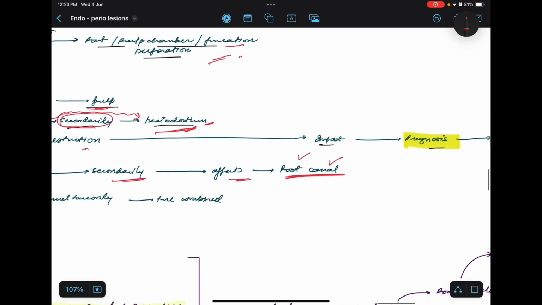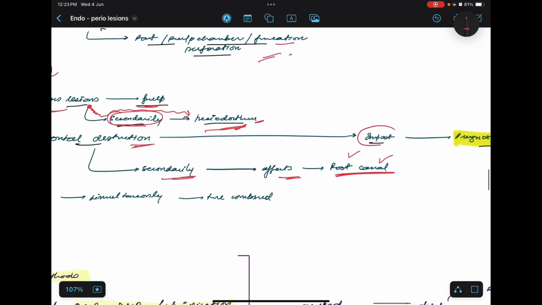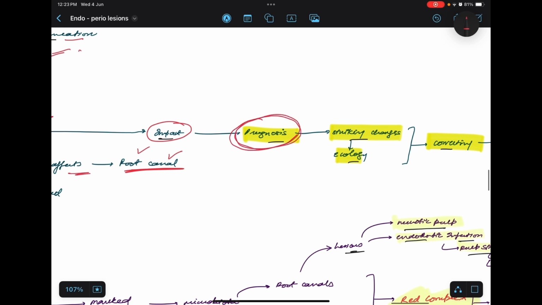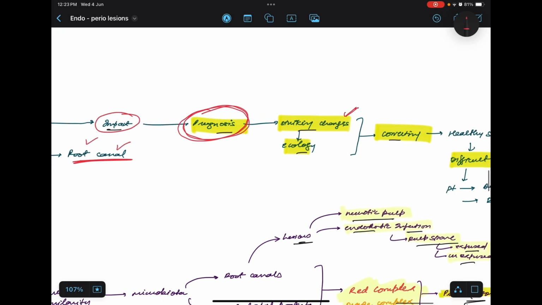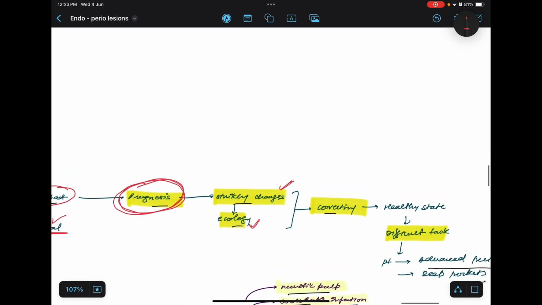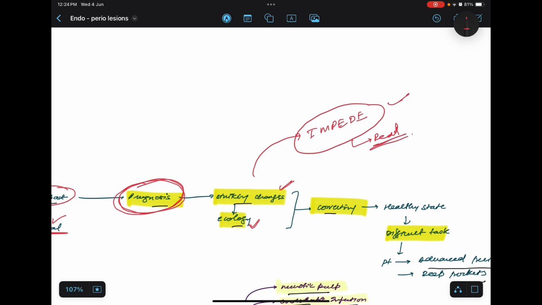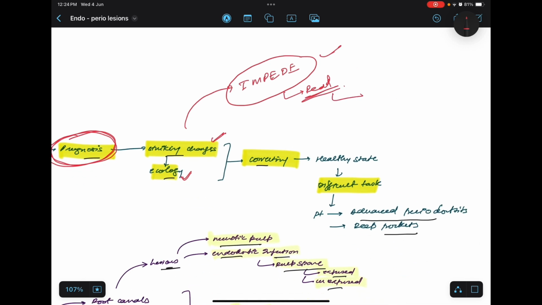Now, how periodontal destruction impacts the prognosis is also worth noticing. There are striking changes in the ecology. You might have heard about the IMPEDE model. It is really important and I'd suggest that you read it, especially if you're a periodontist. If you're a PG, then there is also the keystone pathogen hypothesis, which says that P. gingivalis is basically the keystone pathogen responsible for progression of periodontitis.